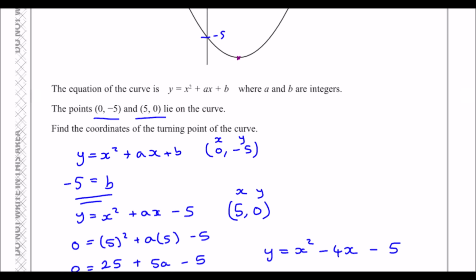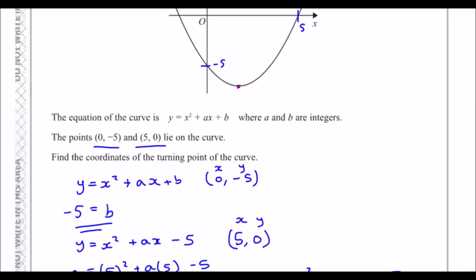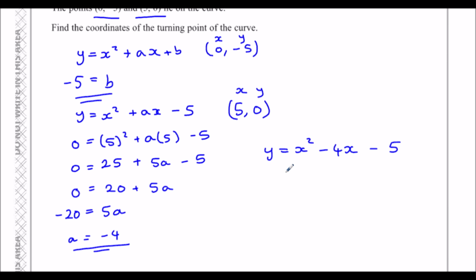So now we just need to work out the turning point. So we can do this by completing the square. So let's do that. To complete the square, we half the middle number. So 4, so that's going to be a 2. So we're going to have x minus 2 squared, take away 2 squared, which is 4. And we've still got the minus 5 on the end. So y equals x minus 2 squared minus 9.